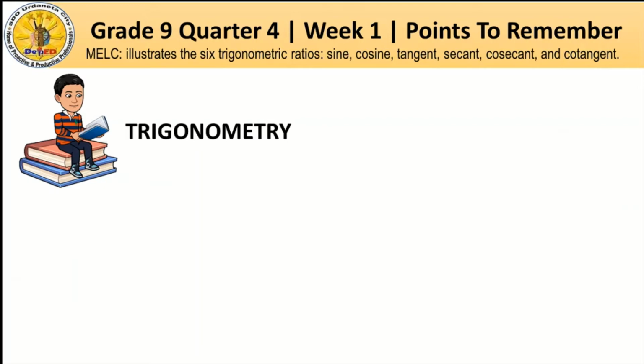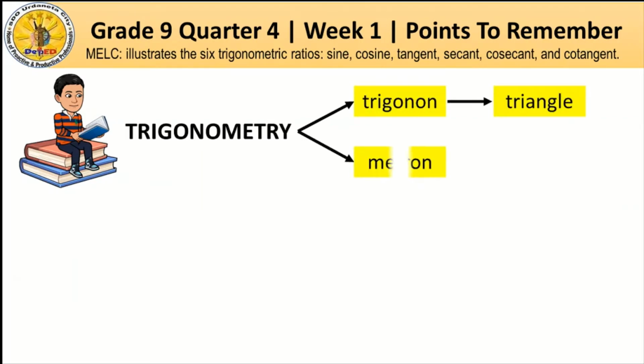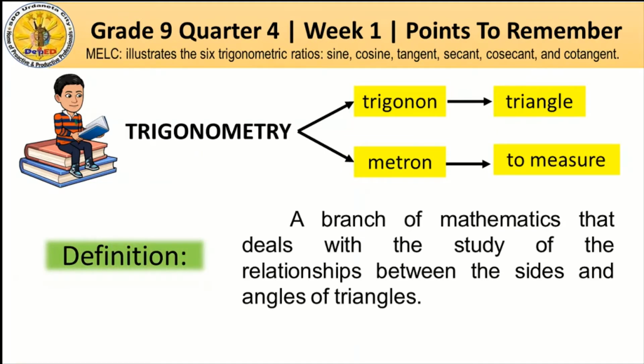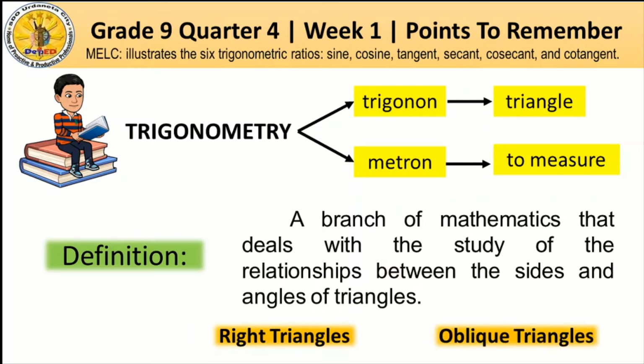Trigonometry came from two Greek words, trigonon, which means triangle, and metron, which means to measure. By definition, it is a branch of mathematics that deals with the study of the relationships between the sides and angles of triangles. In trigonometry, we will be dealing with right triangles and oblique triangles, which comprise acute and obtuse triangles. However, in illustrating the 6 trigonometric ratios, we will just focus on right triangles.